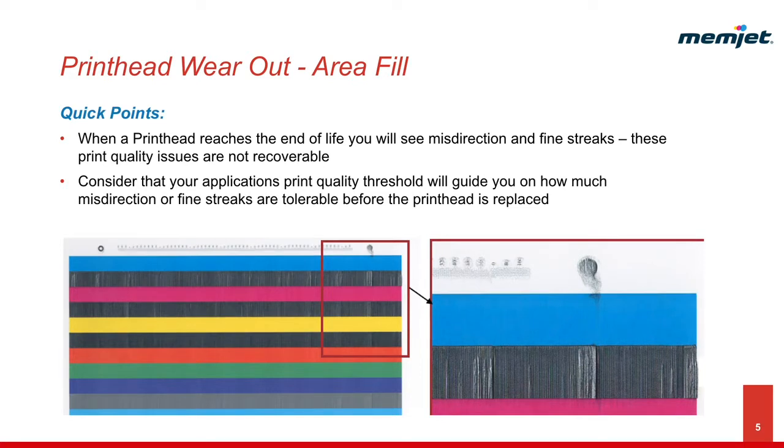So I want to make a couple of quick points. When a printhead reaches its end of life, you're going to see misdirection, fine streaks, and density shift. These print quality issues are not recoverable. And the second point to consider is that your application's print quality threshold will guide you on how much misdirection or fine streaks are tolerable before a printhead needs to be replaced.